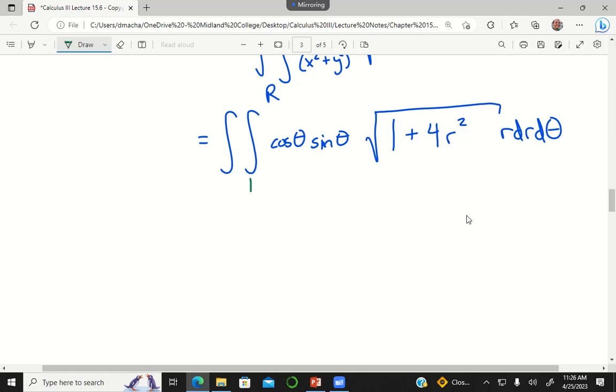1. And the upper bound? 3. And then the lower bound on theta? 0. And then upper bound? 2 pi. Perfect.